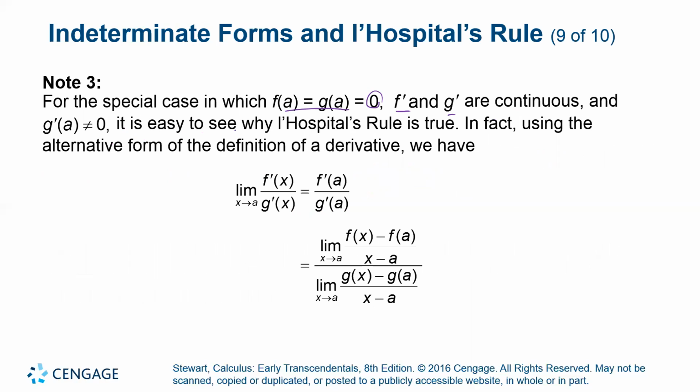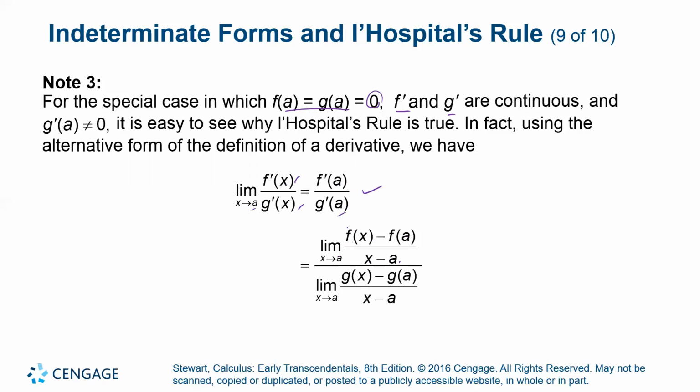It is easy to see why L'Hopital's rule is true. In fact, using the alternative form of the definition of a derivative, we have this. You have the limit as x goes to a, and the derivative of the top and the bottom is equal to this. From chapter 2, f prime of a is the limit of f of x minus f of a divided by x minus a.